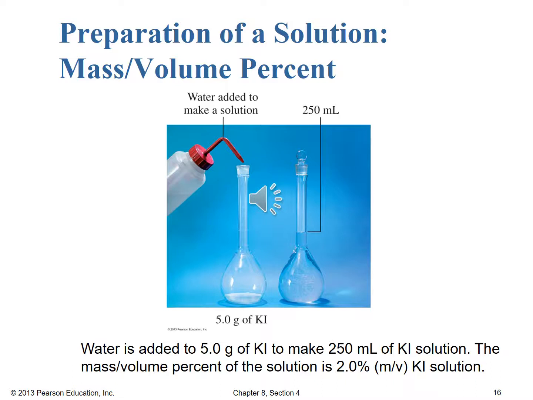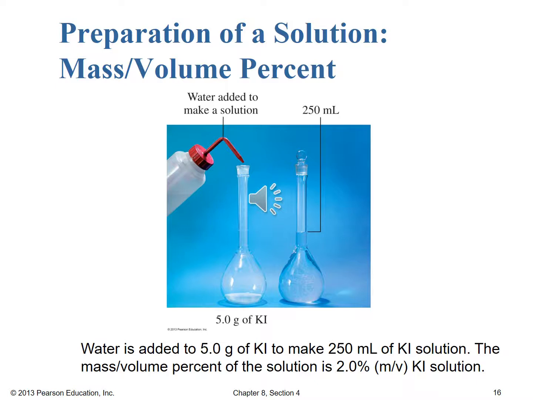So we see these special volumetric flasks here have an etch mark at exactly 250 milliliters. So you can measure out the mass of the solid powder and then just add enough water to get up to that line, and you very conveniently made a solution. That's why we use mass per volume percent.